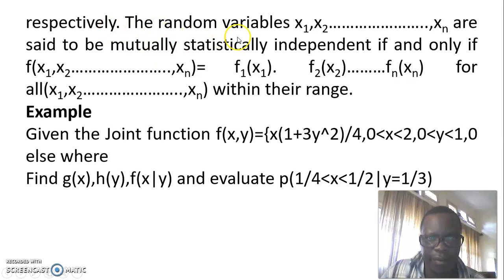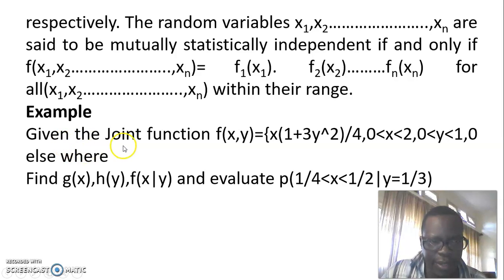respectively. The random variables x1, x2 up to xn are said to be mutually statistically independent if and only if their joint probability distribution is equal to the product of their individual marginal probability distributions for all xi within their range.